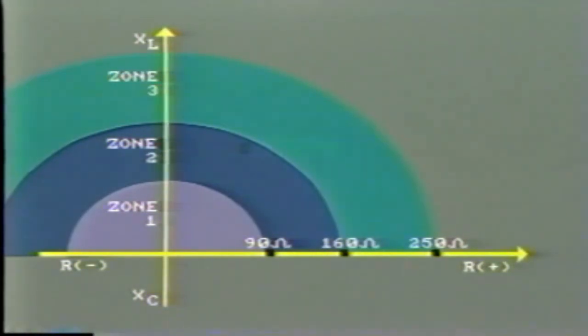In each case, the relay element will pick up if impedance falls within its respective circle. For example, a fault out here in the second zone may cause impedance to fall to, say, 140 ohms, which is less than the second element set point of 160 ohms. The relay will operate, and after its timer has timed out, the breaker will trip.